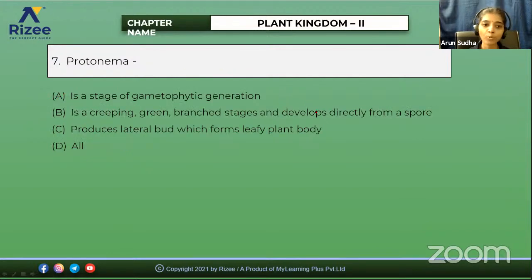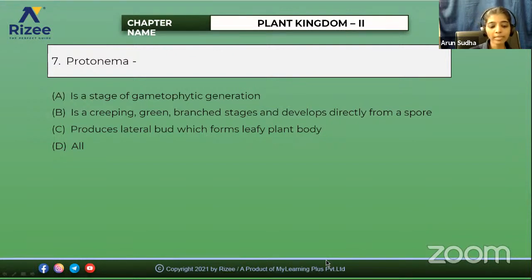And next is the Protonema. Protonema is a stage of gametophytic generation, and it is a creeping, green, branched stage and it develops directly from a spore. It produces lateral buds which form the leafy plant body. All of these. So which is the correct option for this? Yeah, good, Karnia. It is option D.